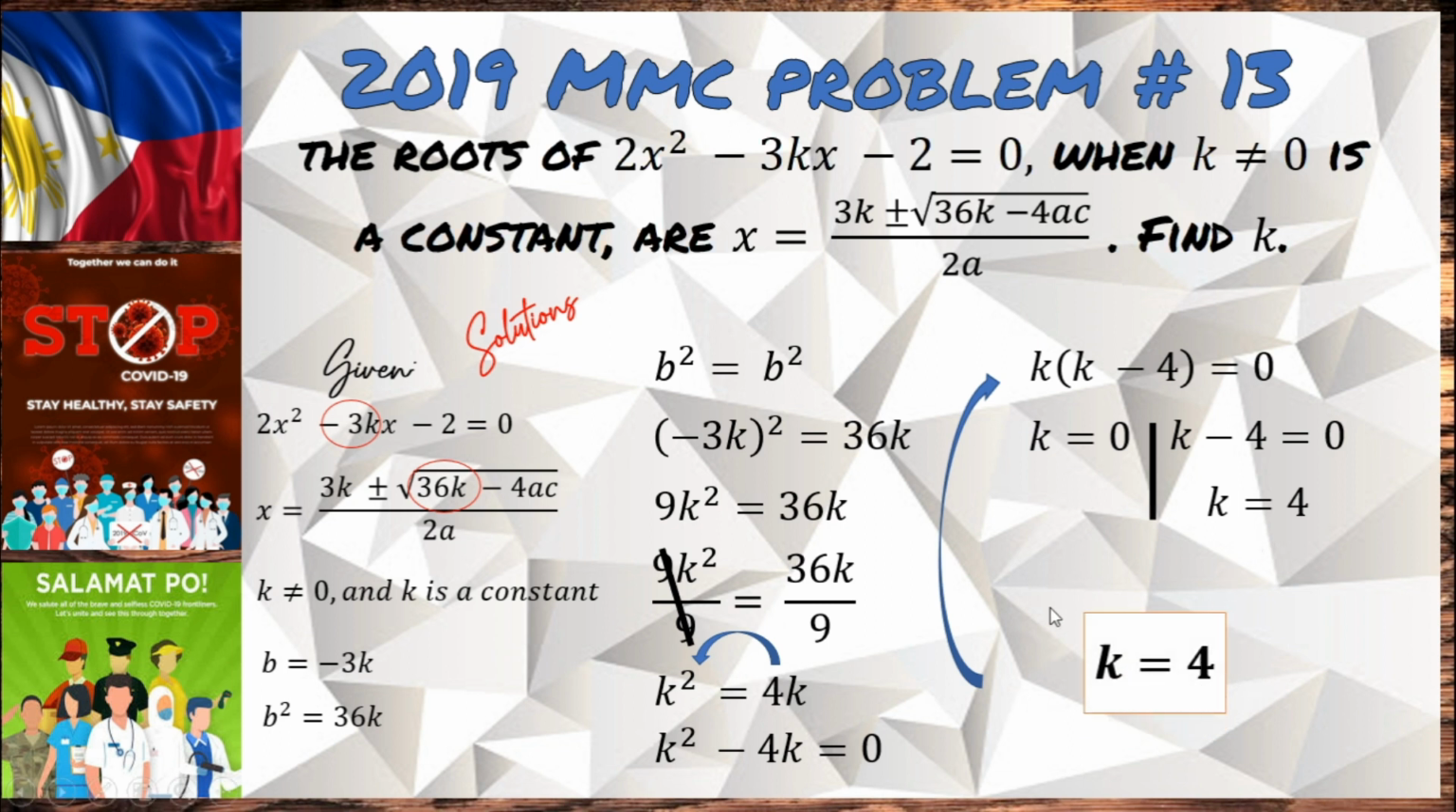Now what happened to k equals 0? It is from the given. k should not be equal to 0 and k is a constant. So therefore, k equal to 0 is not included in our answer, and it should be a constant, which is k is equal to 4.